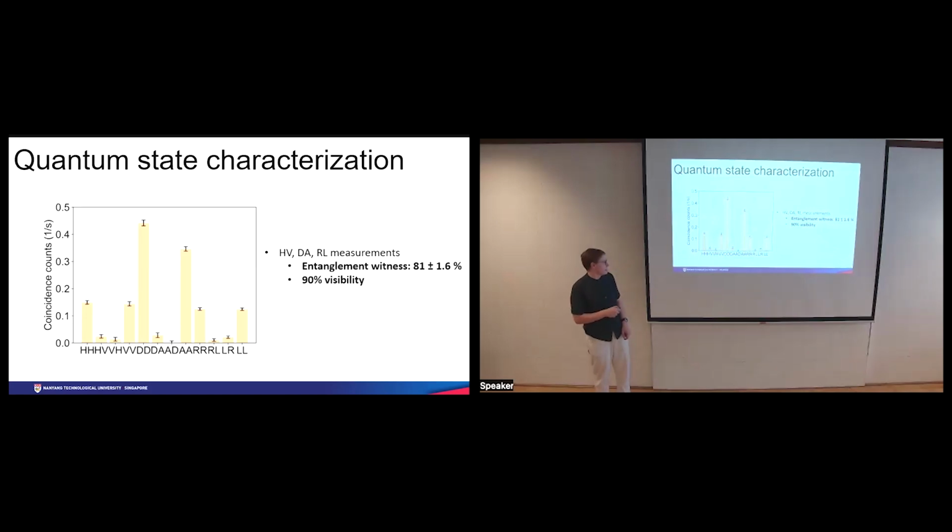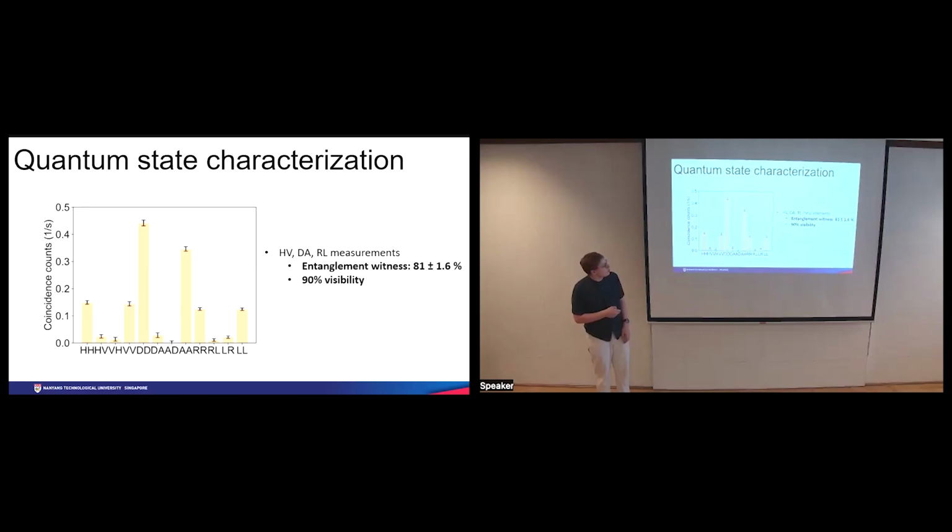you can still see that the HV and VH are quite low. Then we can measure in an alternate basis to see that the generated photon pairs do exhibit some coherence between each other. So basically they're indistinguishable, and there's polarization entanglement between them.